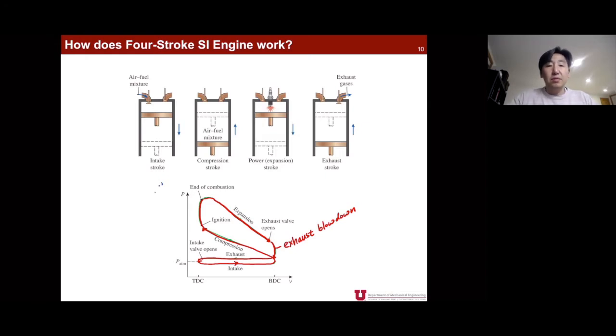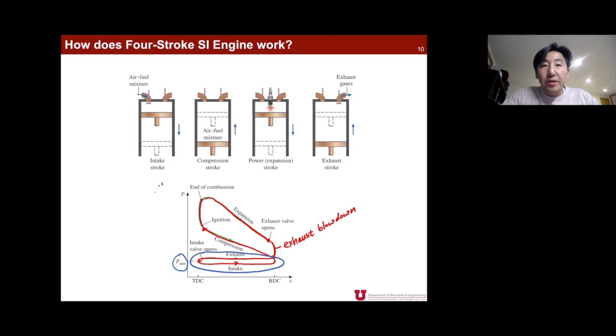What happens during the intake stroke and exhaust stroke is here, as I make a circle. What happens in the intake stroke is that we have slightly lower than the atmospheric pressure, and we expand the volume. And during the exhaust stroke, the pressure inside the cylinder is slightly higher than the atmospheric pressure, PATM. Then it shrinks. Okay.